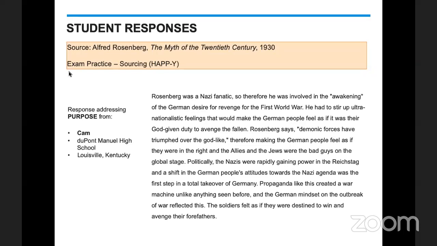Propaganda like this created a war machine unlike anything seen before, and the German mindset on the outbreak of war reflected this. The soldiers felt as if they were destined to win and avenge their forefathers.